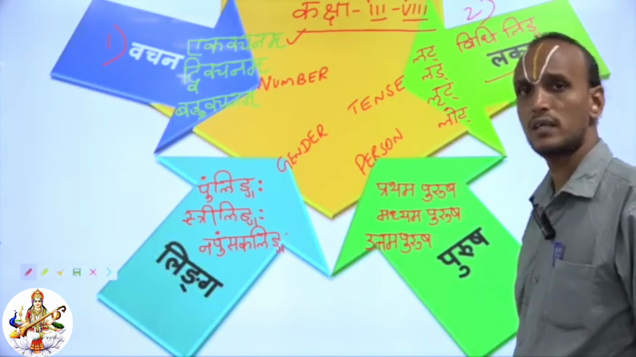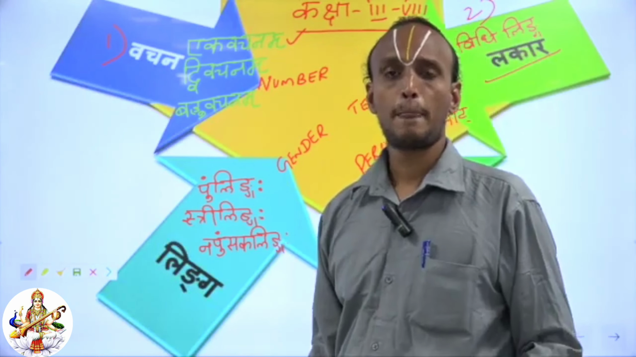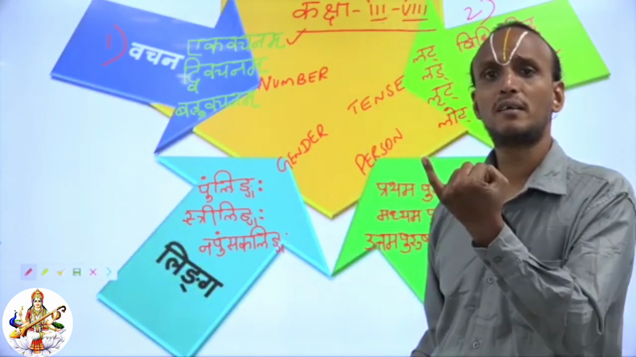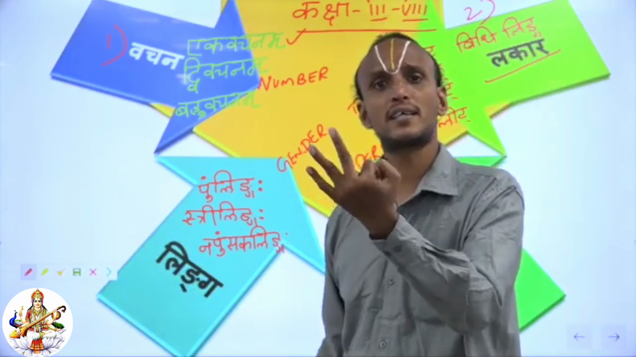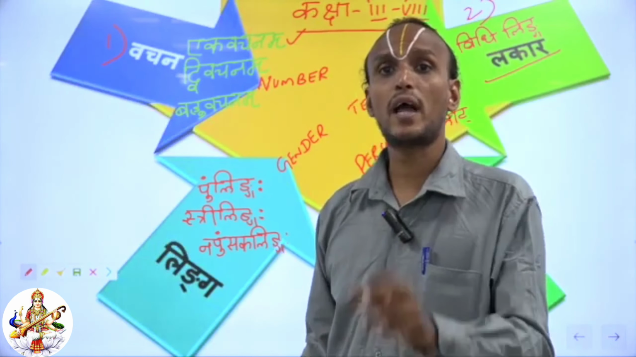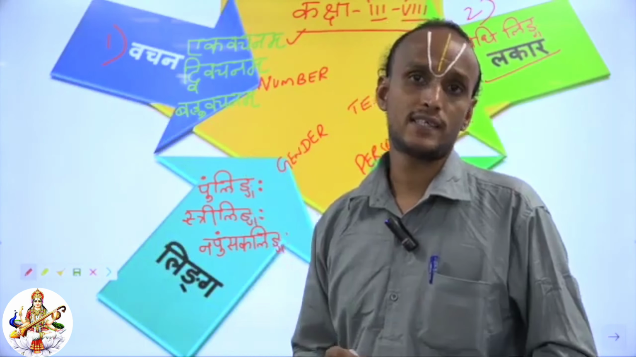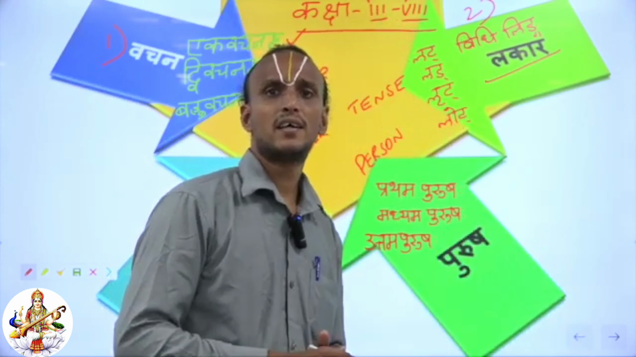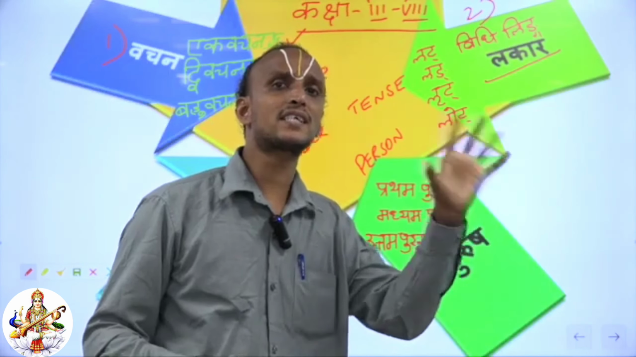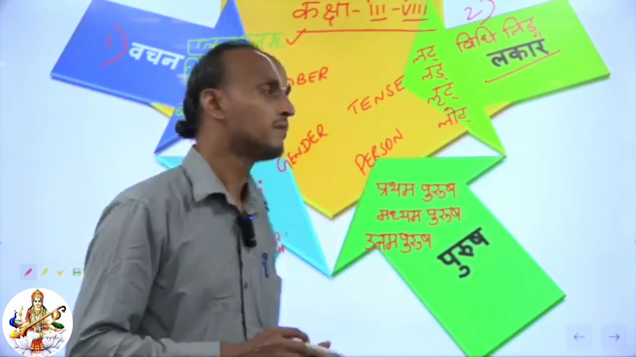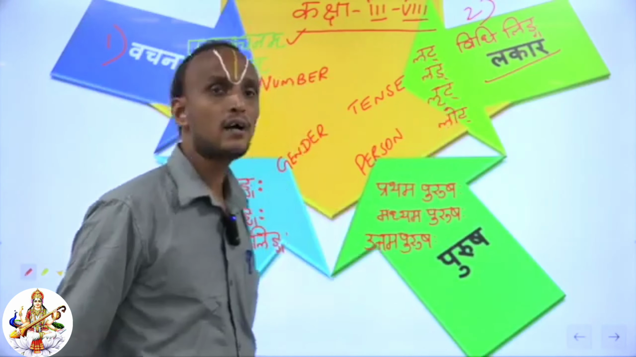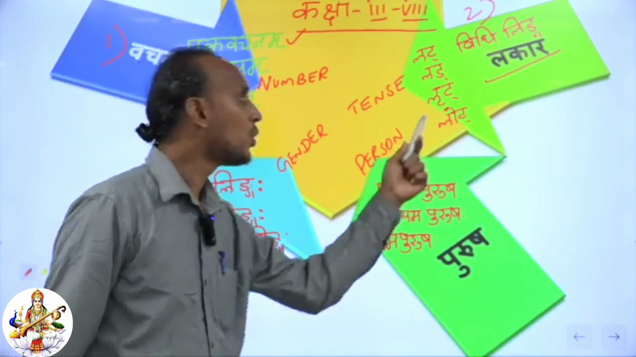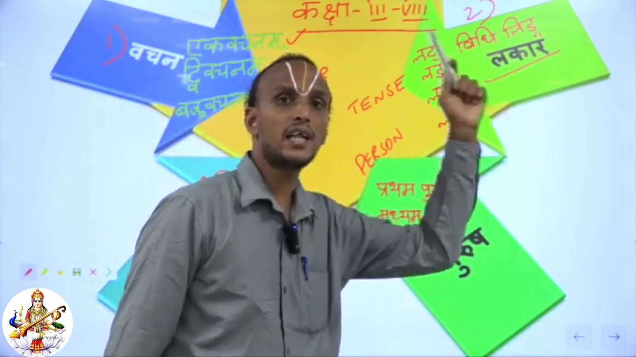Lakaraha means what? Tenses. In English we have three tenses: past tense, present tense and future tense, right? But in Sanskrit we have 10 tenses. Of those 10 tenses, I will show you the important 5. See here: Lat Lakaraha, Lang Lakaraha, Lrit Lakaraha, Lot Lakaraha, Vidhiling Lakaraha.